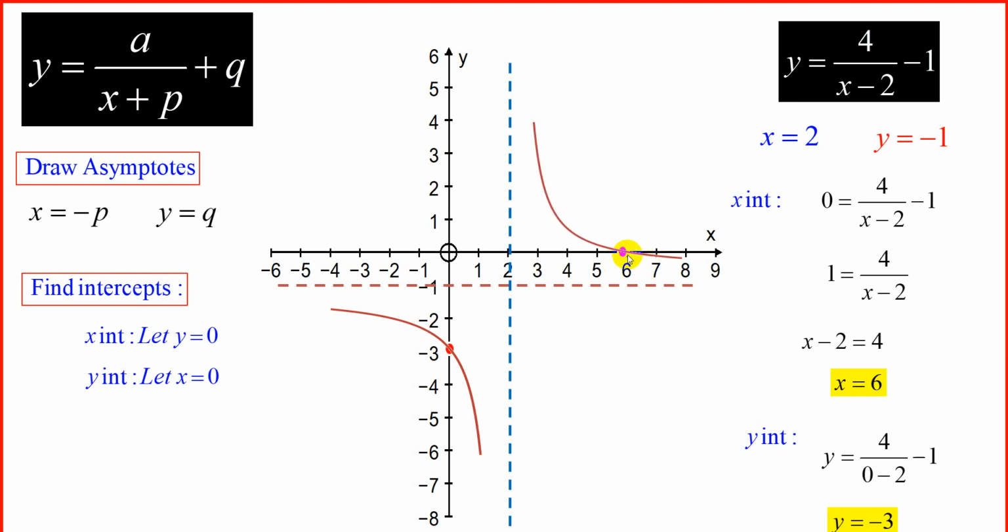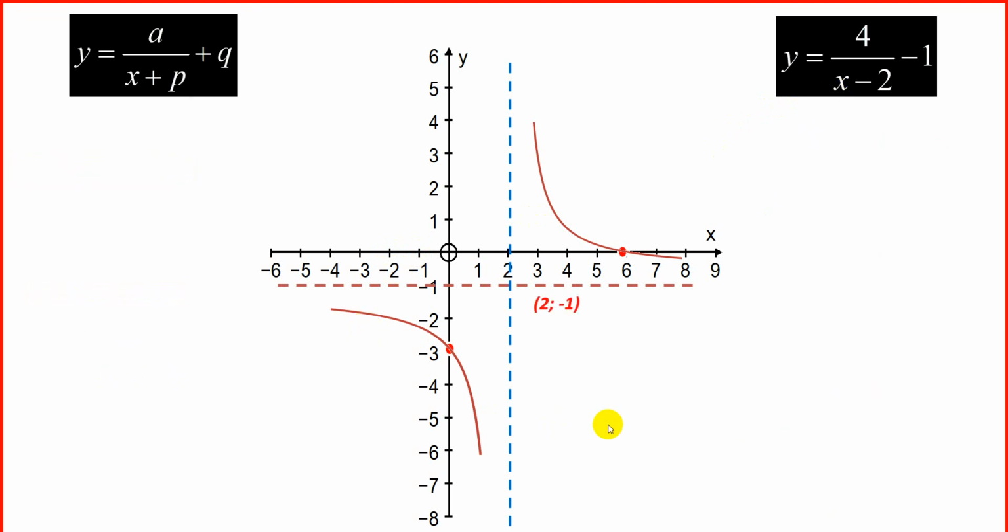If you want an accurate point, you can take a random value on the x-axis, say 4, and substitute 4 into this equation, and you'll get the corresponding y value. Similarly, if you want a value on this side, you can take any value, like x equals minus 2, substitute it in the equation using your calculator, and you'll get a corresponding point. So we're looking at the hyperbola y equals 4 over x minus 2, minus 1.